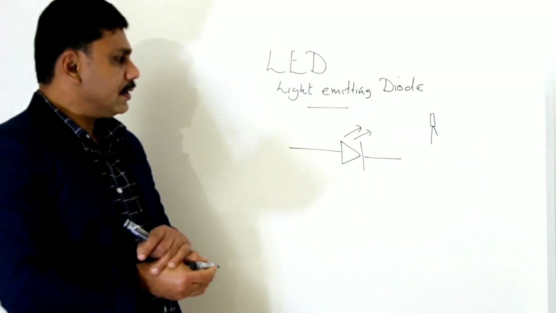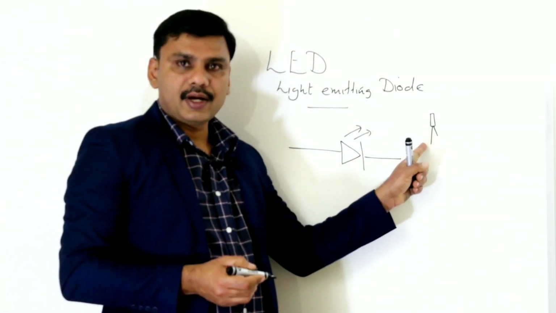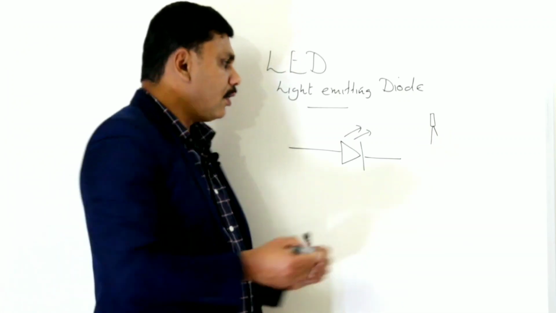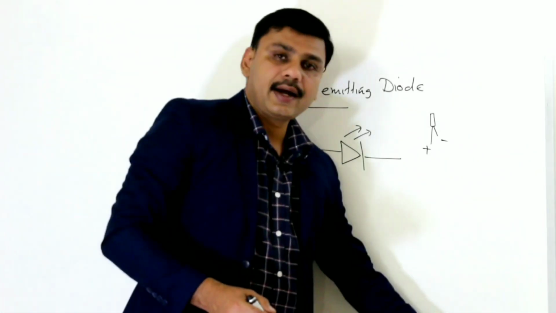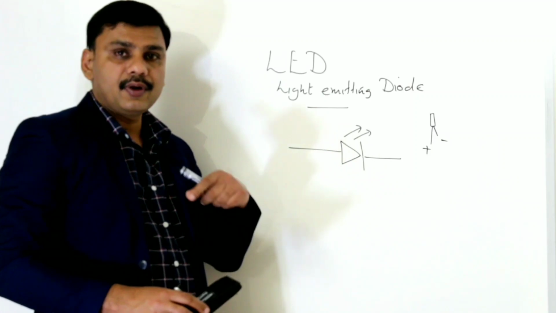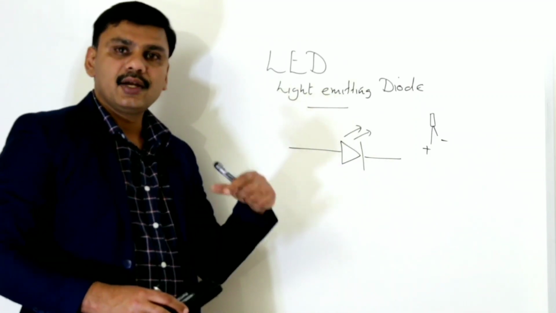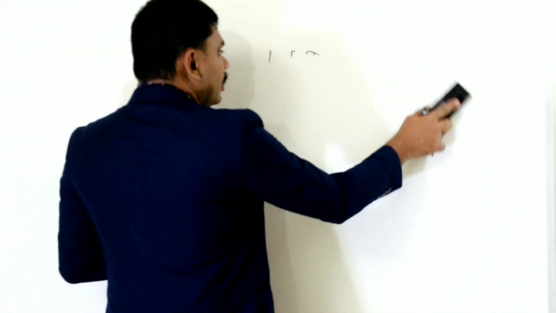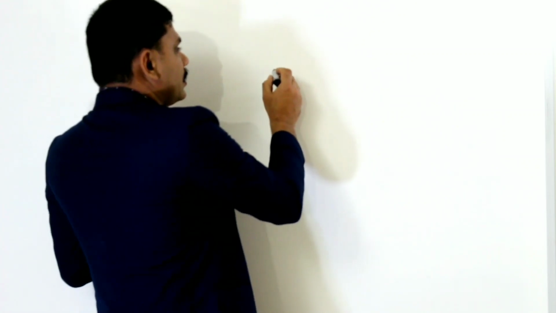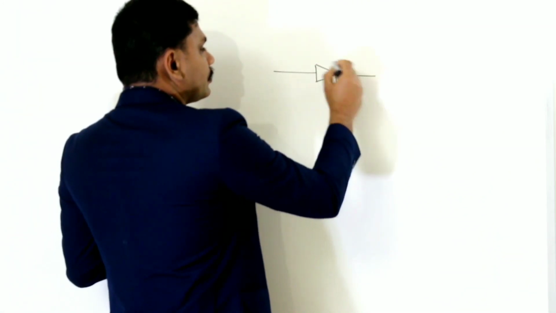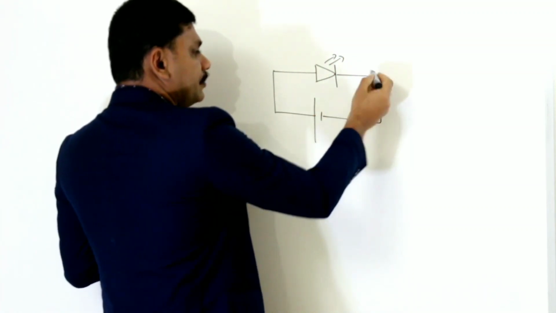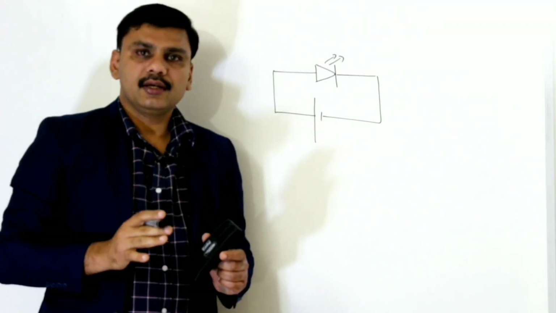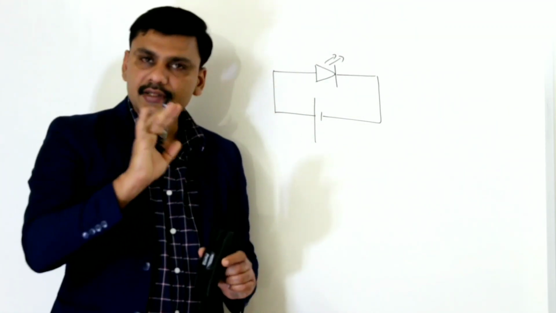It has two legs. One is a longer leg, another is a shorter leg. Longer leg is plus, shorter leg is minus. So how will you connect an LED to a cell or a battery? This is the representation of the LED, and I am connecting like this. This is the correct way of connection. If you connect like this only, LED will glow. Otherwise LED will not glow.